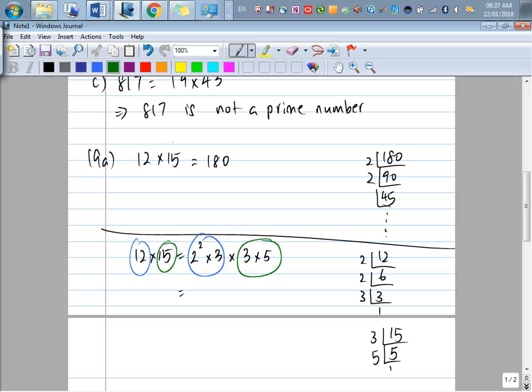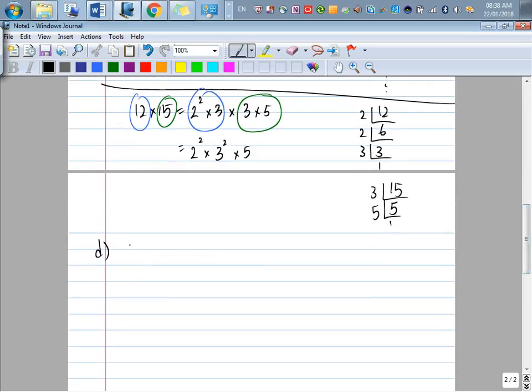This is 15. Okay, now, is this easier? From here, I will have 2 to the power of 2 times 3 to the power of 2 and multiply by 5. Okay? Okay, let's try something that looks a little harder.